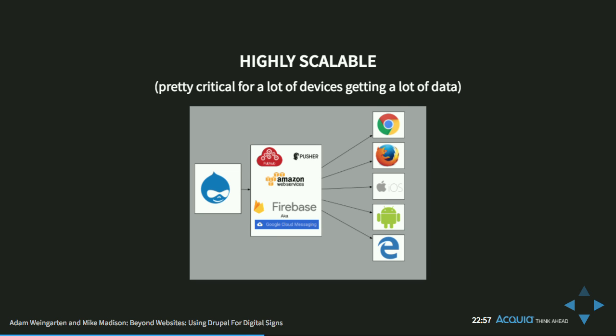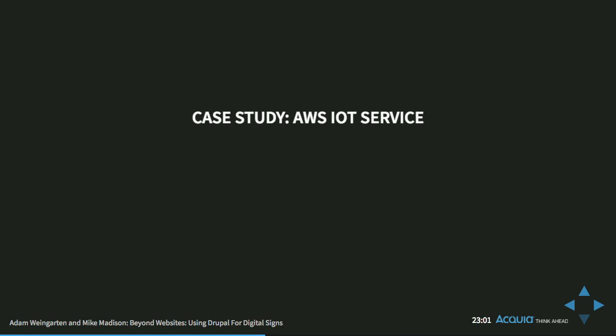And you need that to get data to all those people out there. So let's take a look at this in a more practical example. We're going to talk about the Amazon Internet of Things service. We've got some experience with that. It may not be the perfect fit for everybody, but this model is pretty consistent with WebSockets overall. So let's say we have some number of devices that we want to install over a geographically large area, maybe a big city.